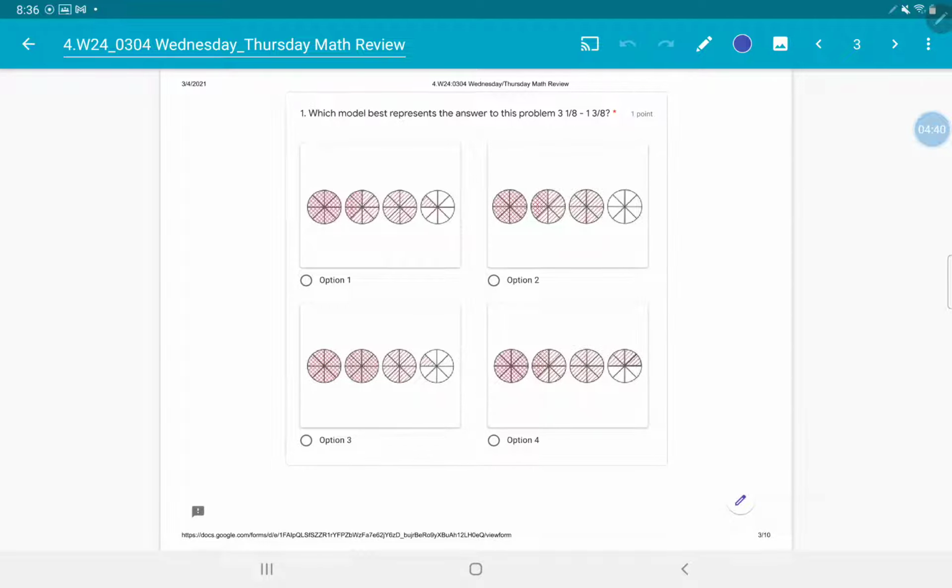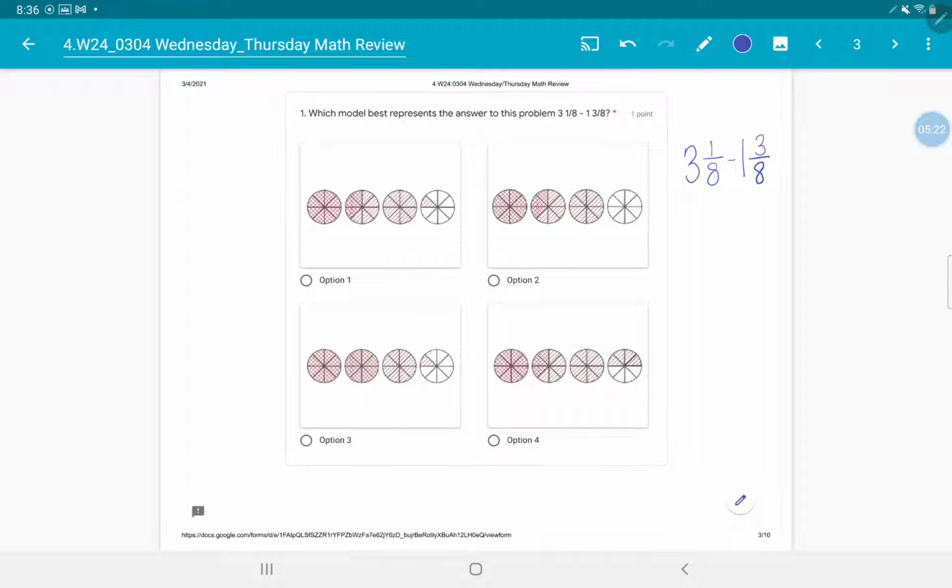We have another subtraction problem here. This time we have a mixed number. We have 3 1/8 minus 1 3/8. So what should be shaded to begin with, Kaden? How much should they have shaded to begin with? 3 and what? No, 3 and 1/8. 3 and 1/8. So we should have 3 wholes shaded and 1/8 more.